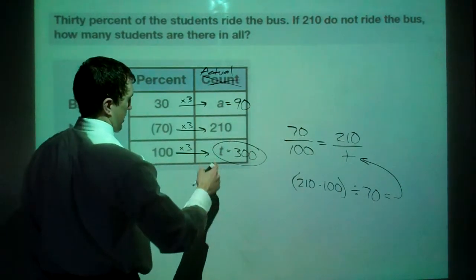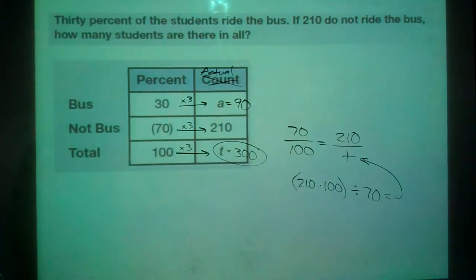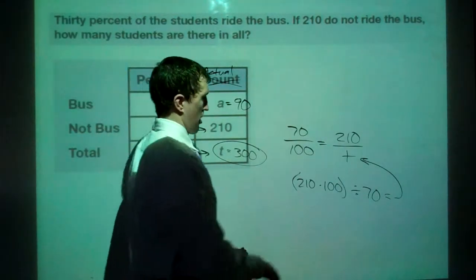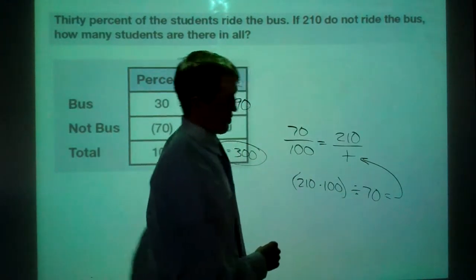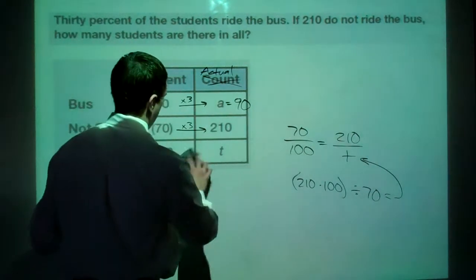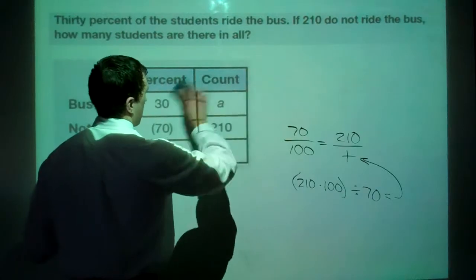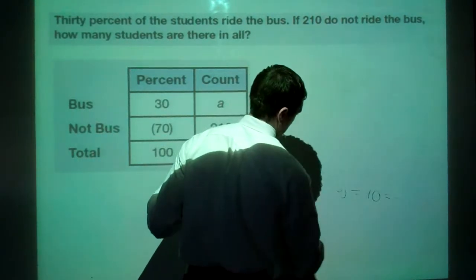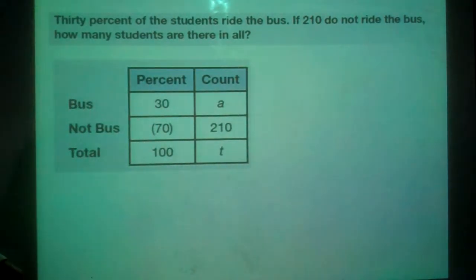90 plus 210 will get you to 300. Alright? And if you would have done your cross multiply method, you still would have got 300 for t. Alright, so just some options there. I think the table thing is pretty nice, and that's probably the easiest way to go about it.